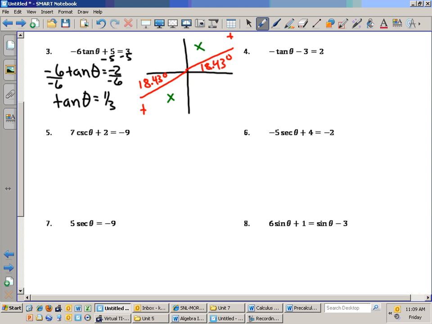Up here? Because tangent is positive in the third and the first quadrants. So what's my first answer? 18.43 degrees. What's my other answer? Yep.